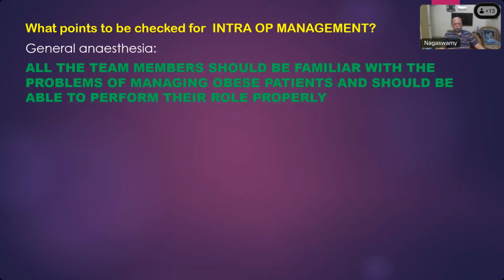There are important guidelines given by the Obesity Society of UK in the Anaesthesia journal published by the Association of Anaesthetists of Great Britain and Ireland. They have given a 10-point guideline on how to manage morbidly obese patients. Please go through that, it's available on the net. So the first point they say is it should be teamwork, and all the team members should be familiar with handling obese patients and should know their individual role.